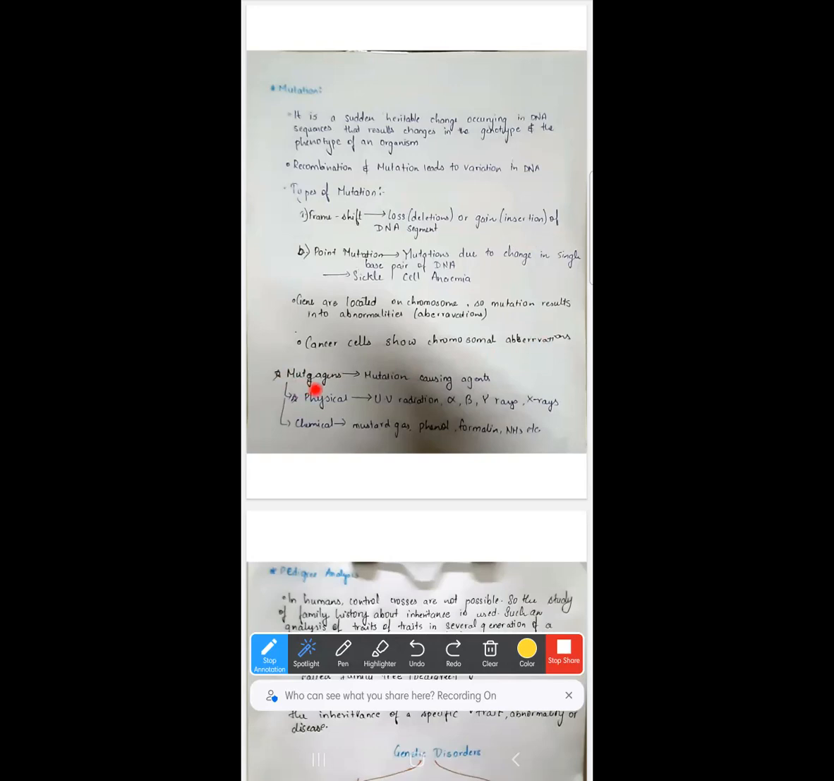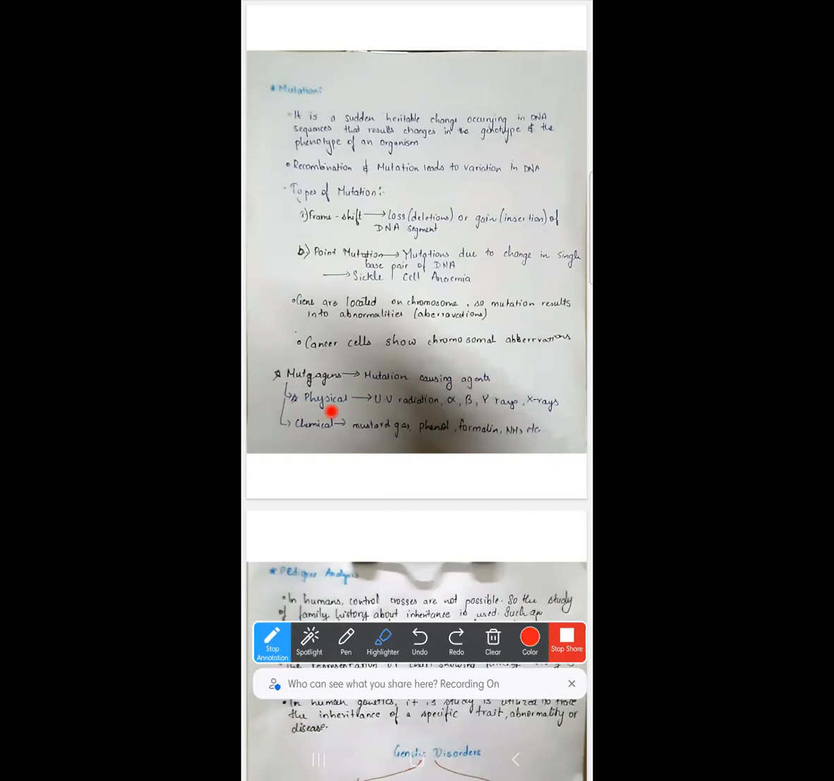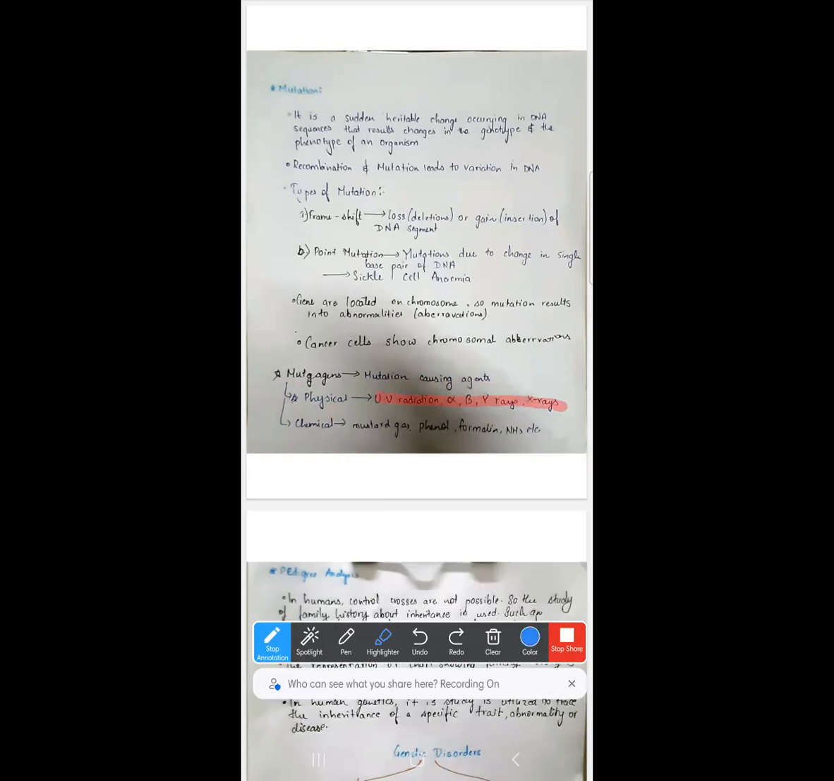Mutagens. Mutagens are nothing but mutation causing agents. Physical mutagens are UV radiation, alpha, beta, gamma rays, and X-rays. And chemical mutagens are mustard gas, phenol, formalin, NH3, etc.